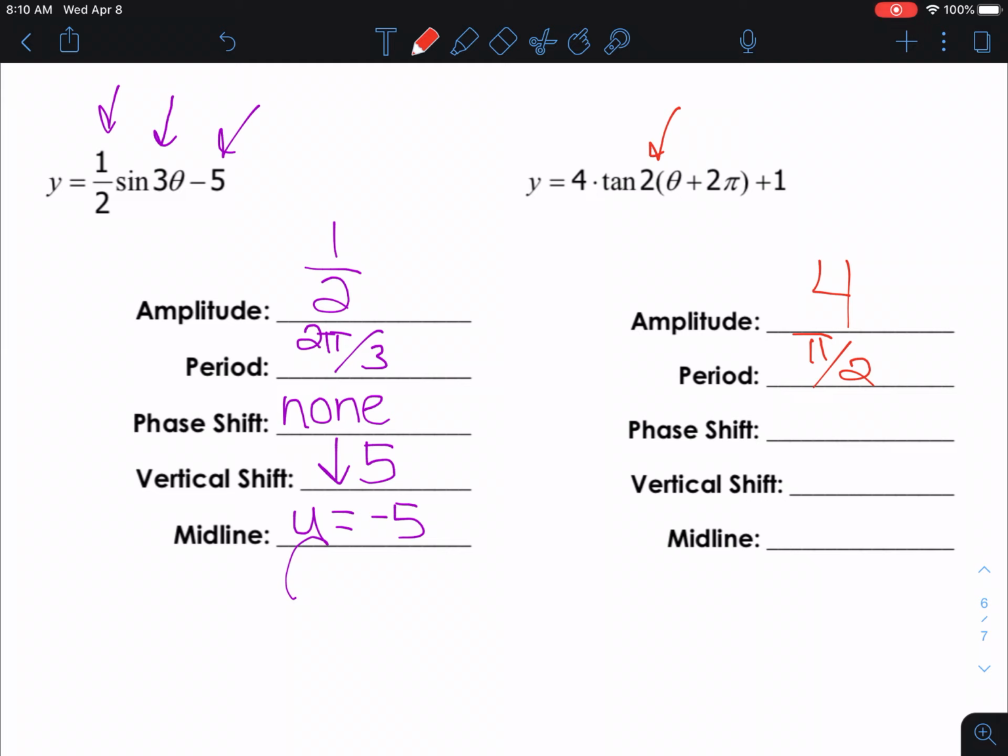Phase shift: inside the parentheses is what I want to look at. Remember, opposite of what we think. So plus 2 pi, we would think normally to the right, but that's going to move it to the left 2 pi units. Then our vertical shift will be my k value, which is right there. That means up 1 unit, and that would make my midline y equals 1.